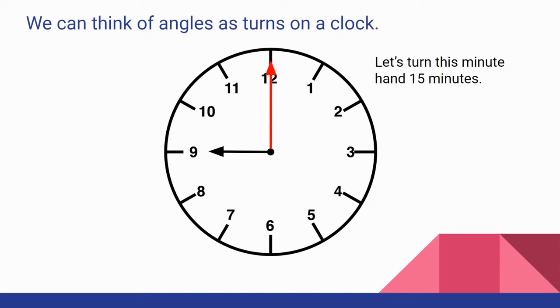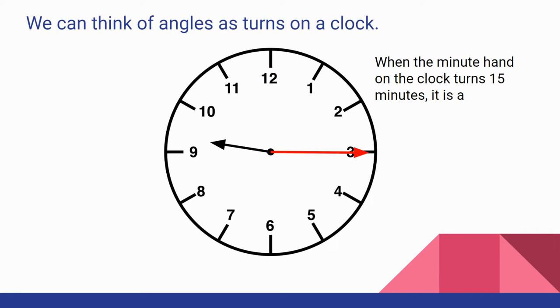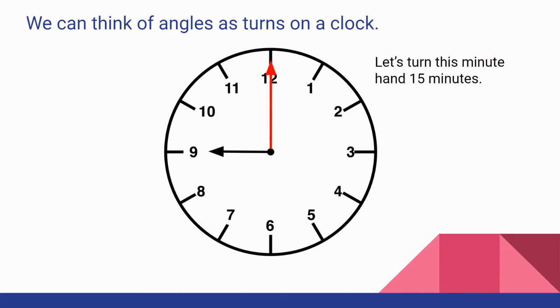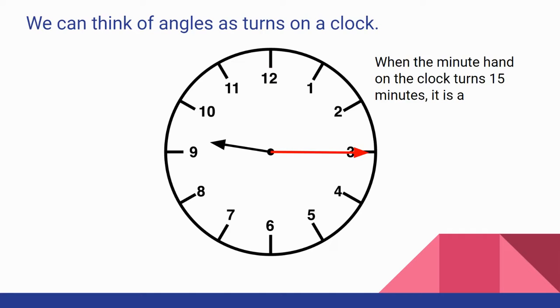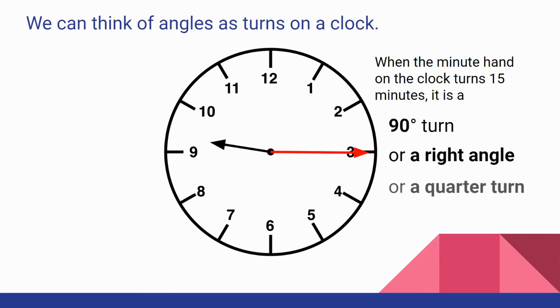So take a look at this clock that's at 9 o'clock. We're going to turn the minute hand 15 minutes so that it says 9:15. Take a look at that again. When the minute hand on the clock turns 15 minutes, what kind of angle is that? How can you describe the angle? Take a look. What angle is that? It's very familiar, isn't it? It's a 90-degree turn. We can also call it a right angle, or we can call it a quarter turn.